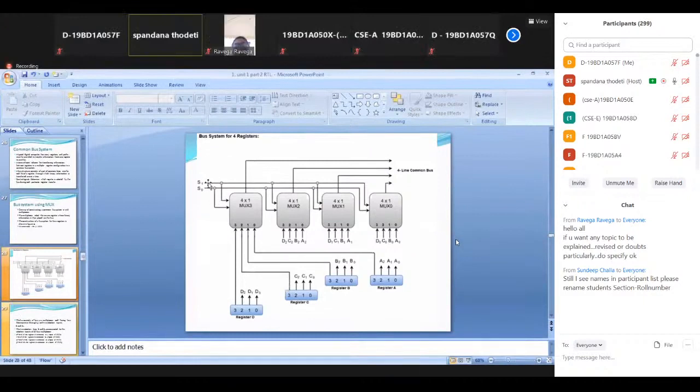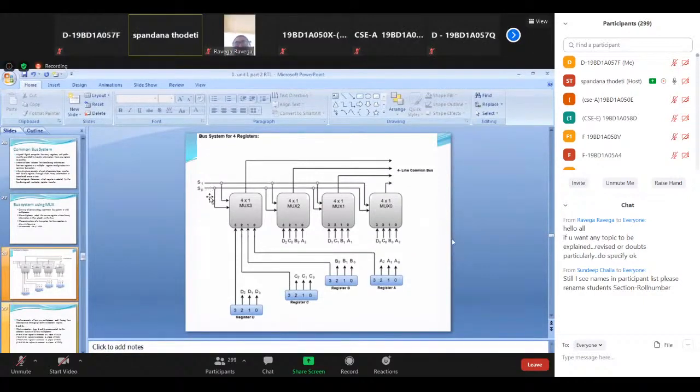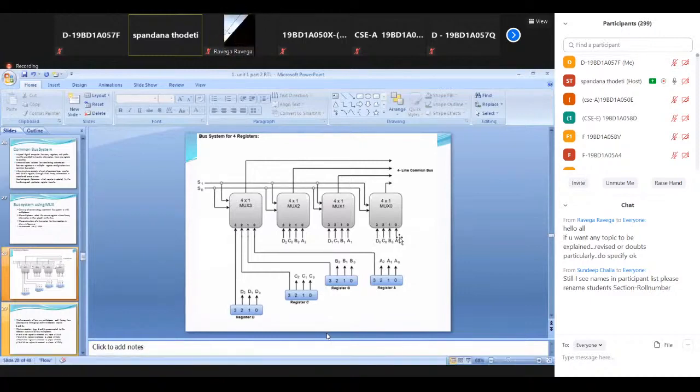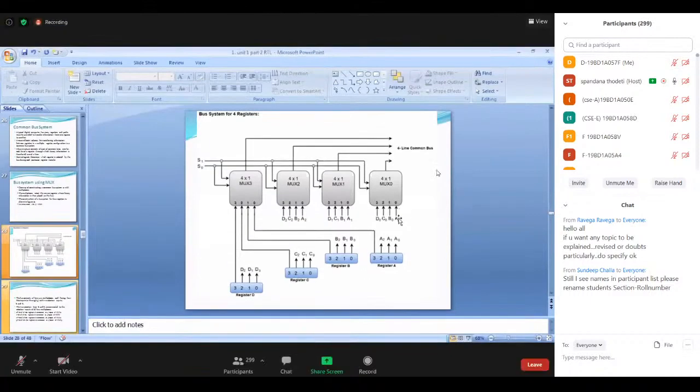If the value of S1 and S0 is 0, 0, what happens? The 0th line from all the multiplexers is chosen. Why? Because these are the selection lines you have provided to all the multiplexers. All the multiplexers are provided with these two selection lines. So if it is 0, 0, the corresponding decimal value is 0. Whatever is connected to the 0th input of the multiplexer, what is connected? A0, A1, A2, A3.